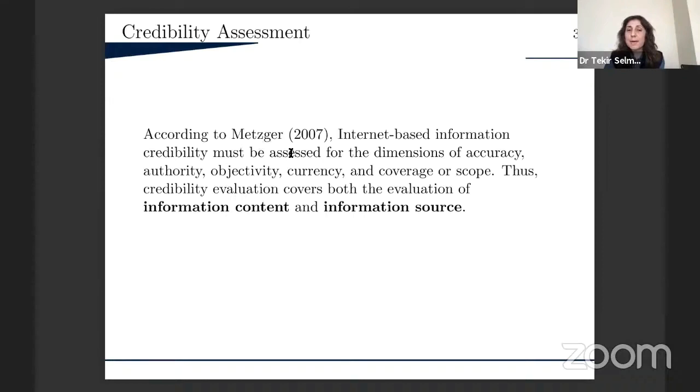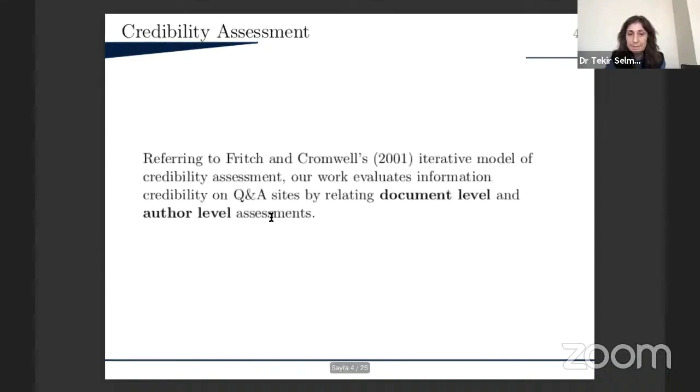Metzger tries to define an assessment scheme for information credibility, and he highlights some dimensions of accuracy, authority, objectivity, currency, and coverage or scope. If we consider those dimensions, two high-level characteristics can be highlighted: information content-related dimensions and information source-related dimensions. Here, for example, the authority of the knowledge producer, the knowledge provider, is considered in the information source aspect, and accuracy, currency, objectivity of information are related to information content.